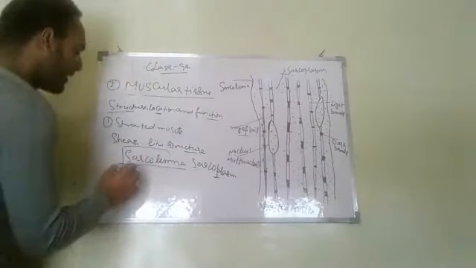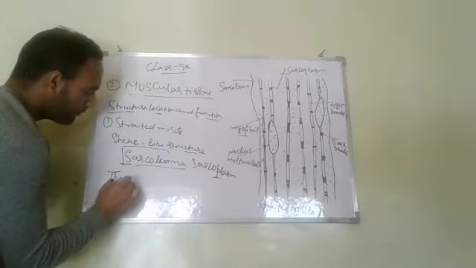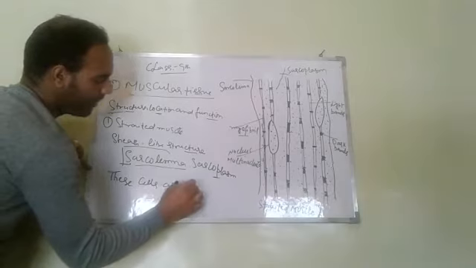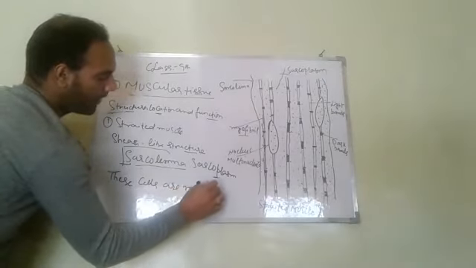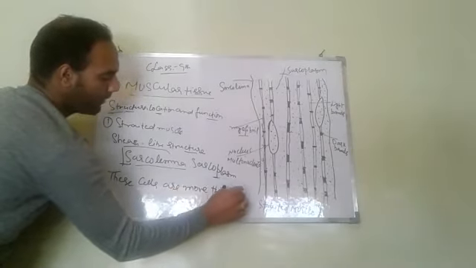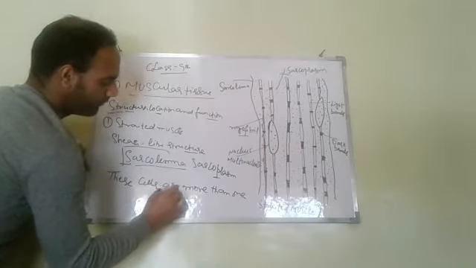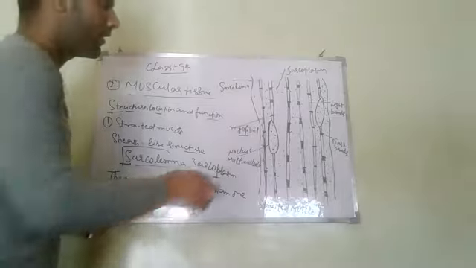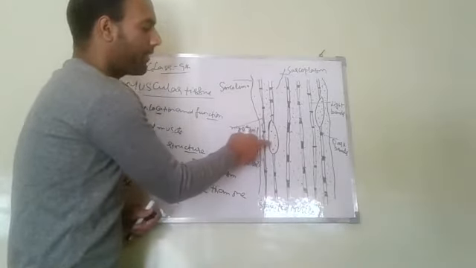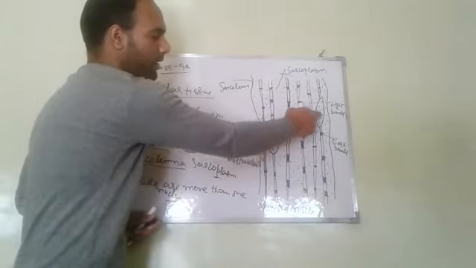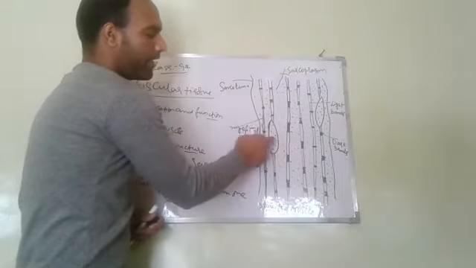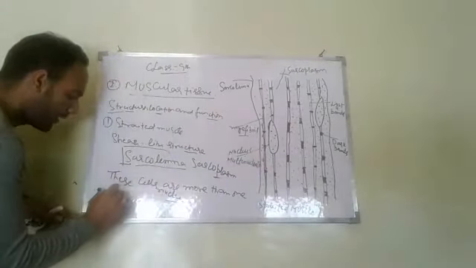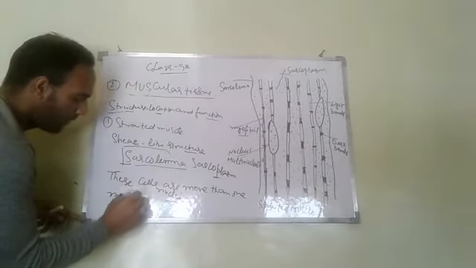Another point is that these striated muscle cells are multinucleate. They contain more than one nucleus. This is the nucleus which lies in the peripheral portion of this muscle cell. It contains more than one nucleus, hence this is multinucleate. This is an important point. Note this: multinucleate.